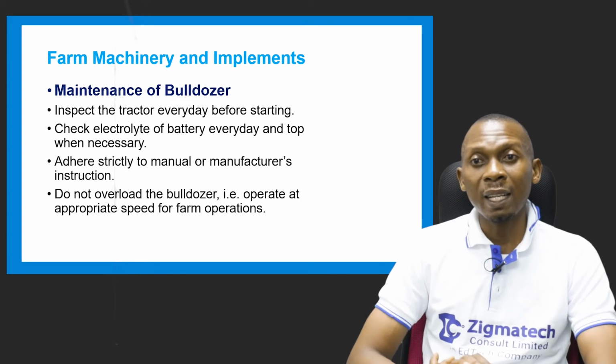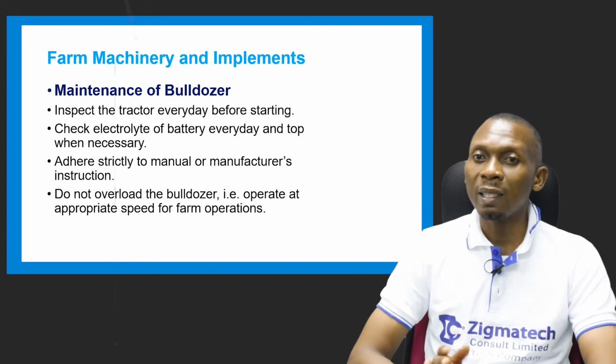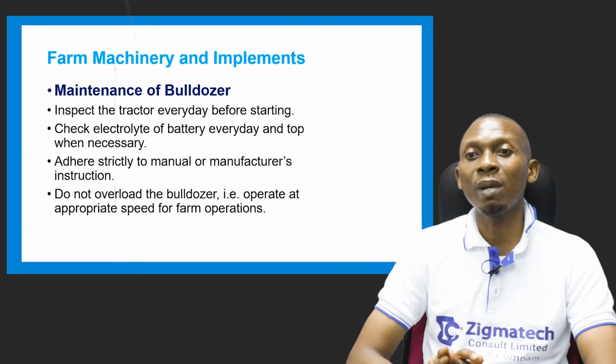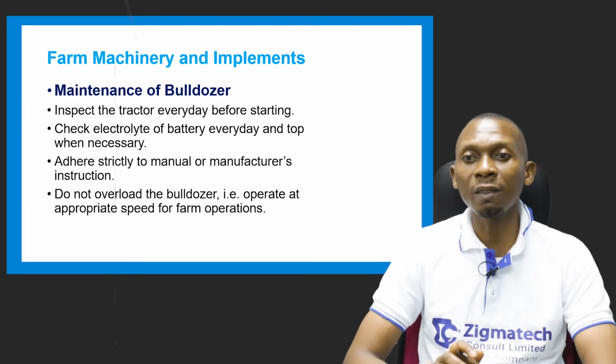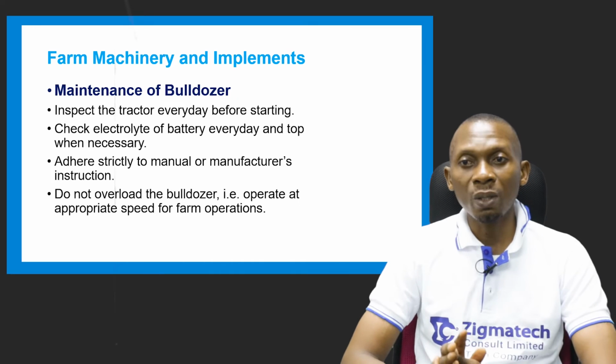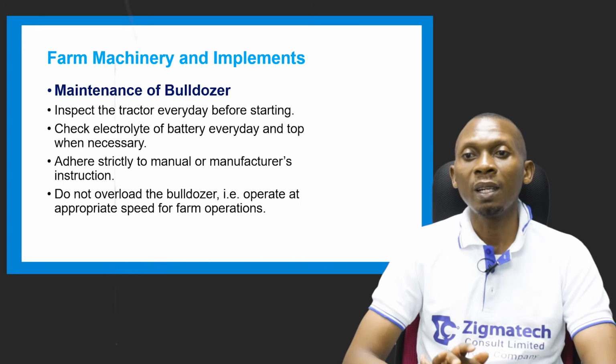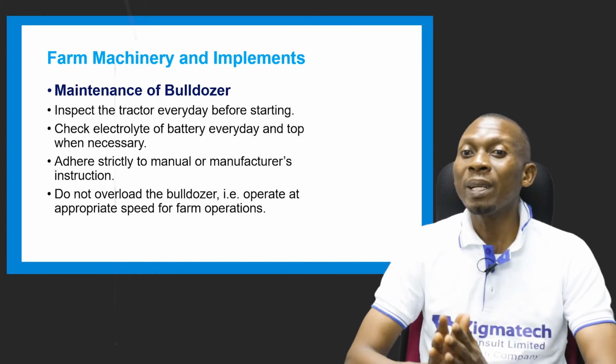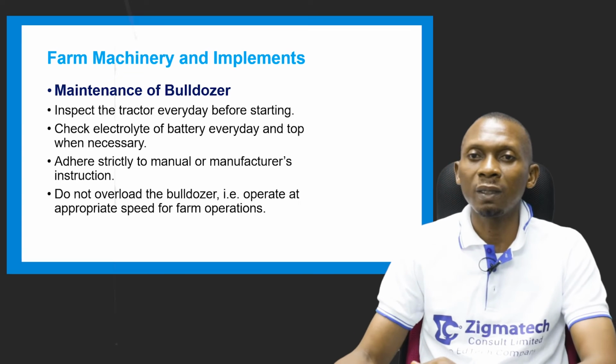You check the electrolyte of the battery and top up when necessary. You should also adhere to the manufacturer's instructions strictly. Also, do not overload the bulldozer or overuse it. Operate it at an appropriate speed for farm operations.